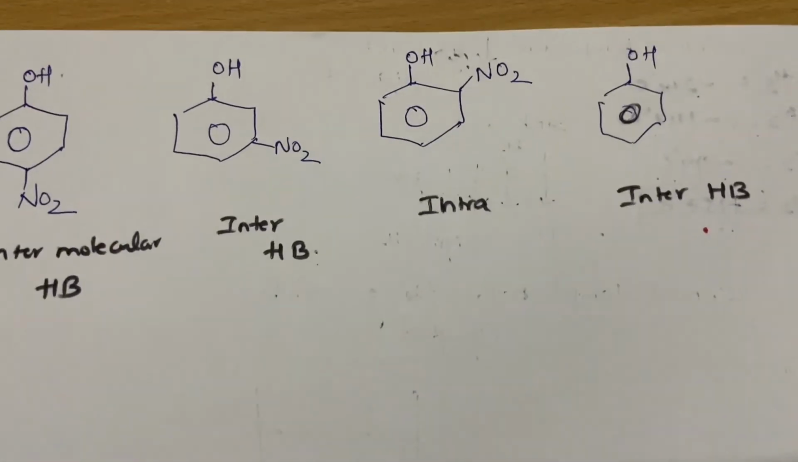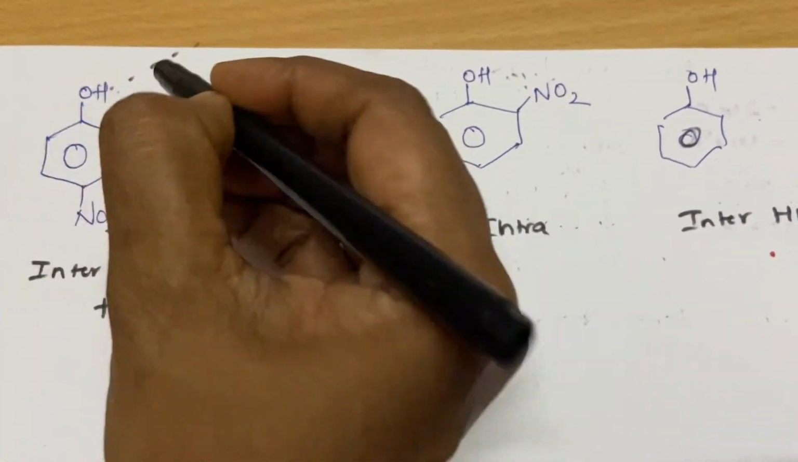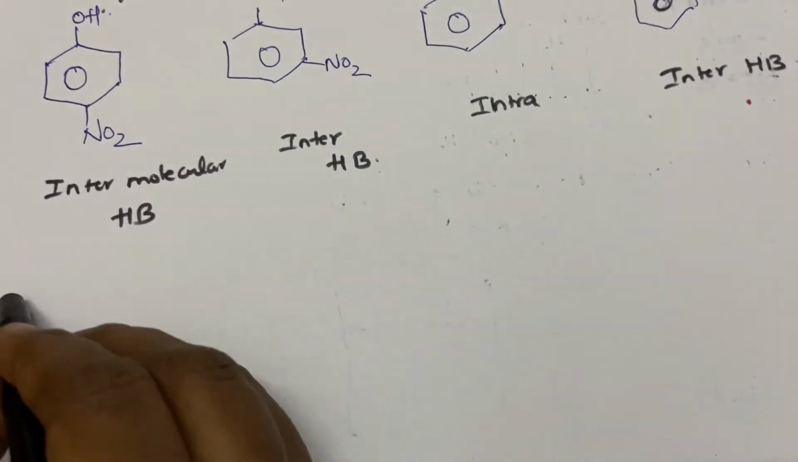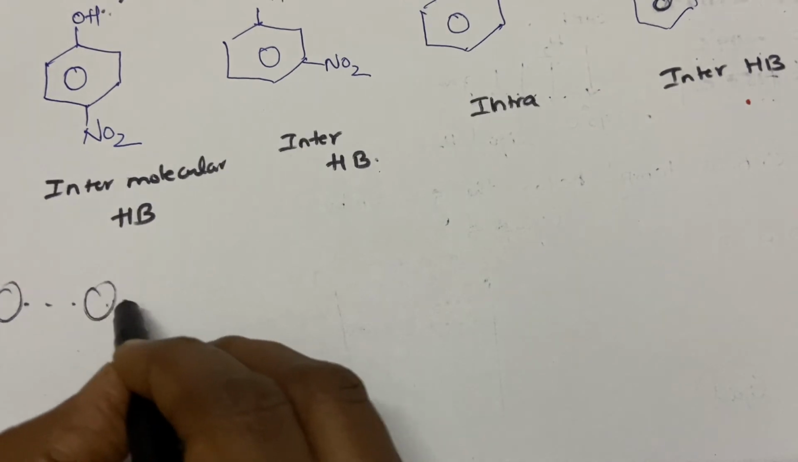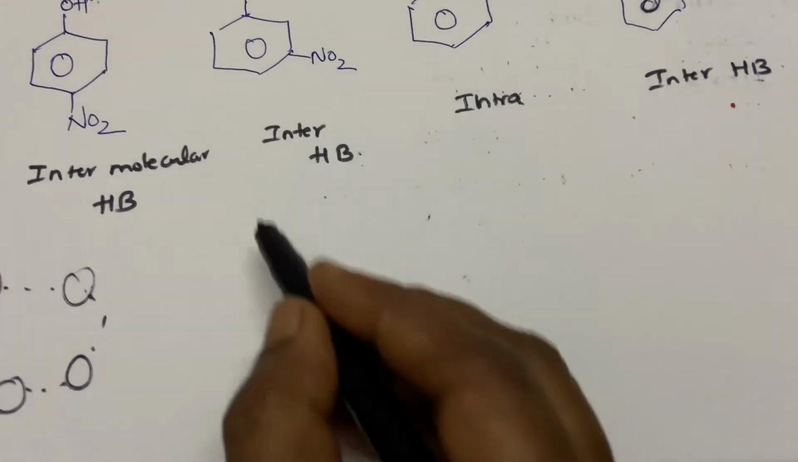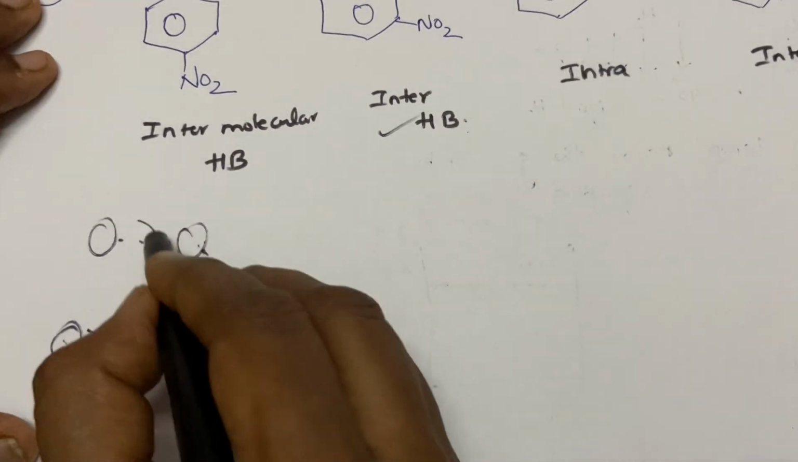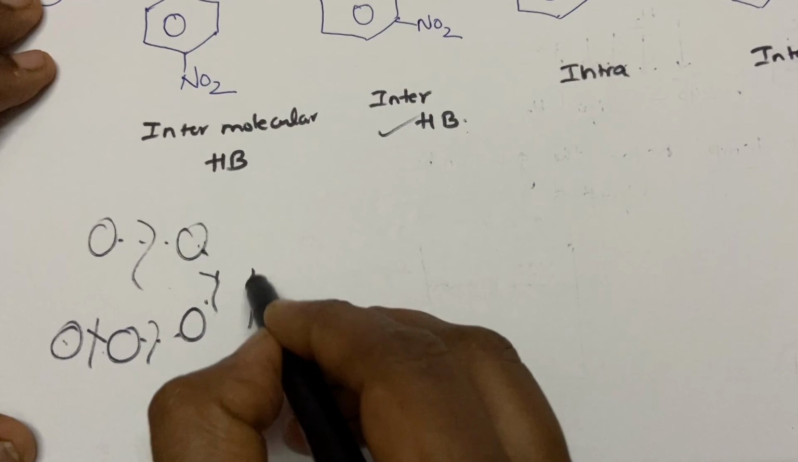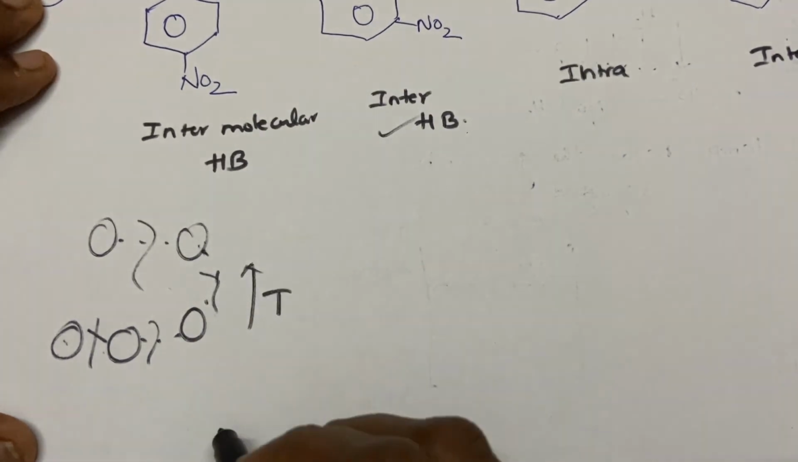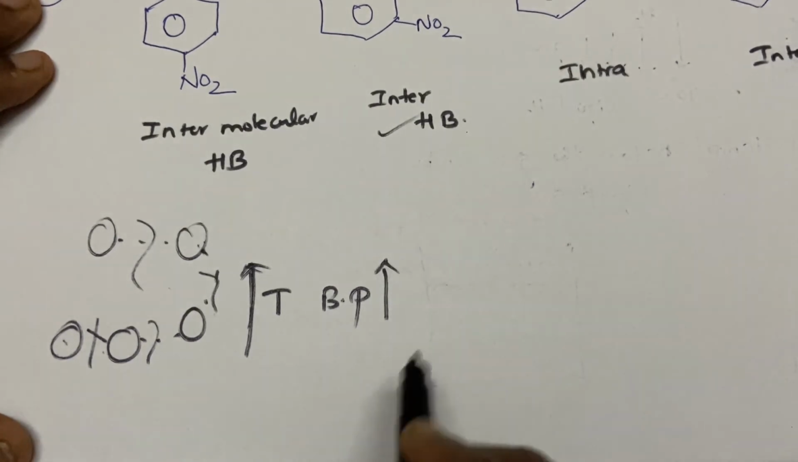Whenever there is intermolecular hydrogen bonding, there will be a network of molecules whereby each molecule is connected to another molecule. It forms a huge network. To boil them, we need to break all the interactions, and for that a higher temperature is required. So the boiling point increases eventually.